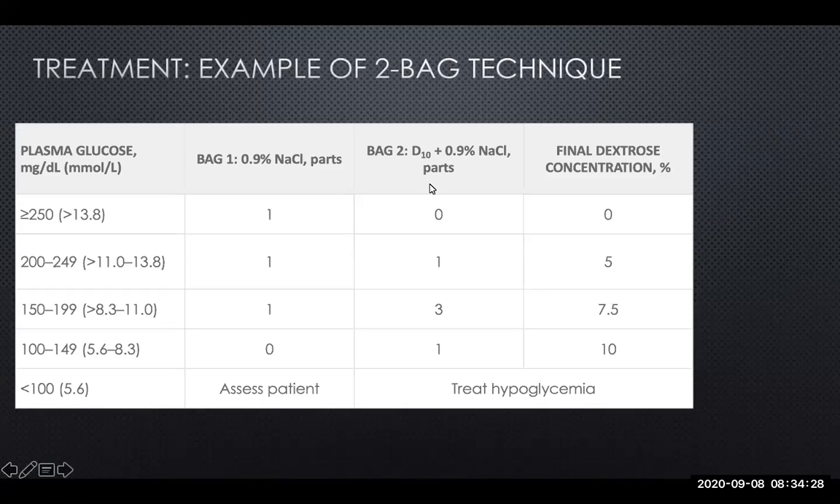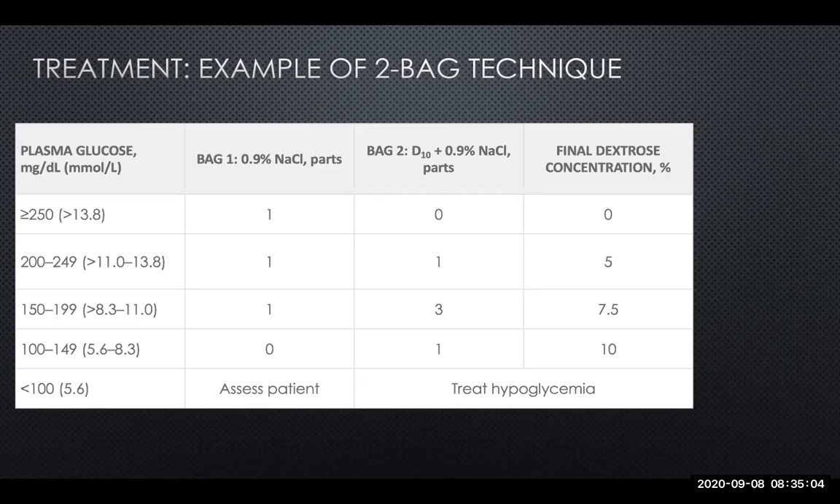So this is right now how we use it. We are going to prepare two bags, right? One of them is just 0.9% saline, and the second bag is dextrose 10% plus the 0.9% saline. To these two bags, we are going to add the electrolytes, in the same amount in each bag. So if the patient has a glucose of more than 250, we're just going to give the patient the 0.9% saline.